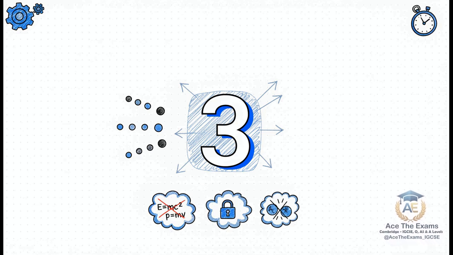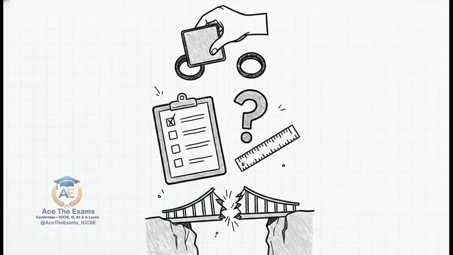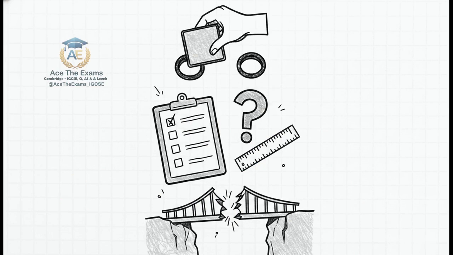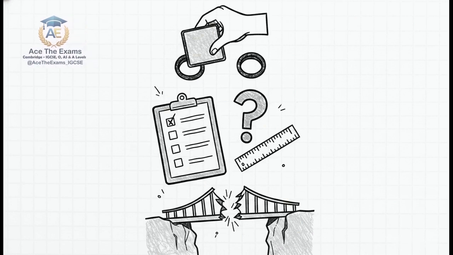In fact, examiners have highlighted exactly 3 major recurring mistakes in the momentum topic. So what are they? Here are the top 3 mistakes pulled directly from the examiner's desk. Number 1, using the wrong approach for the context. For instance, a classic mistake is trying to apply the conservation of kinetic energy in an inelastic collision where only momentum is actually conserved.